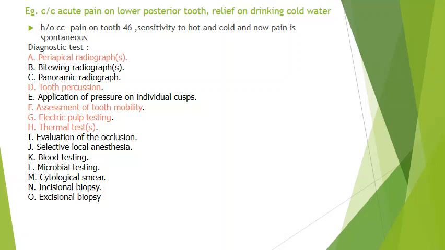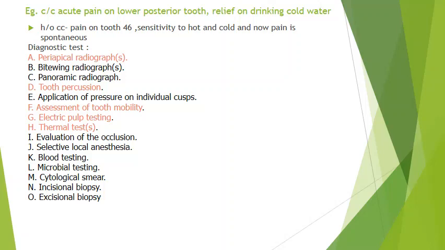So what are the diagnostic tests? Now we are not doing the diagnosis, we are selecting the options. What are the diagnostic tests we have to do? First of all, it is saying there is pain on tooth 4-6. They have specified it is tooth 4-6 and there is pain, and it is relieved by drinking cold water. So when there is pain, we will check the condition of the periapical region with a periapical radiograph. We'll do tooth percussion. We can do assessment of tooth mobility. And we will do EPT and thermal test to check the pulp vitality.